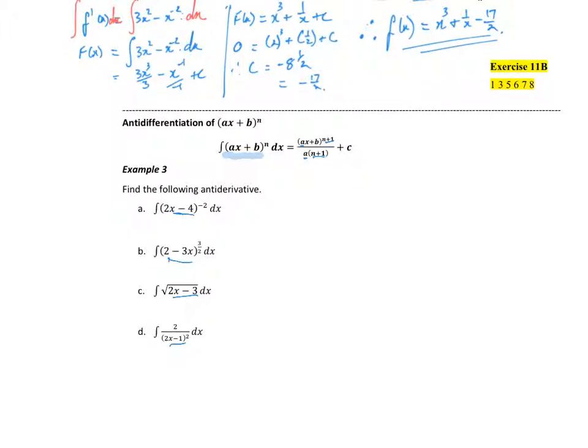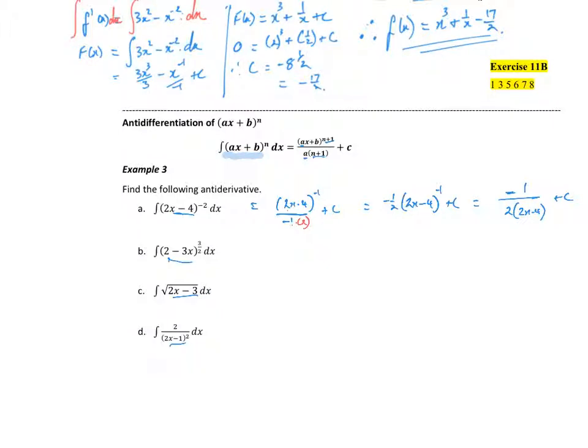So the antiderivative of this function here is, function doesn't change, 2x minus 4, add 1 to the power, which is negative 1, divide by the power, and then we also divide by the coefficient of x, plus c. So we've got negative 2 on the bottom, so that's equal to minus a half, 2x minus 4 to the power of negative 1, plus some c. So we could possibly write it as negative 1 over 2 times 2x minus 4. Okay? Same thing.